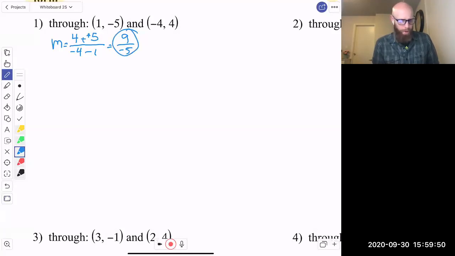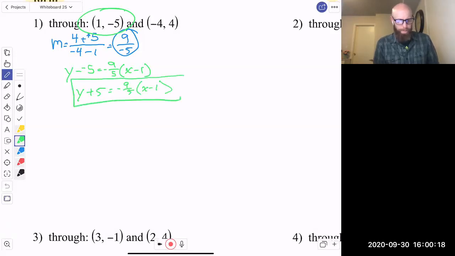So let's do point slope form. Ready? First form: y minus y1 equals m, put the negative out front, x minus x1. Let's clean that up a little bit. y plus 5 equals -9/5 (x minus 1). Okay, done there. Now we're going to convert this to slope intercept form. So watch how you do this.